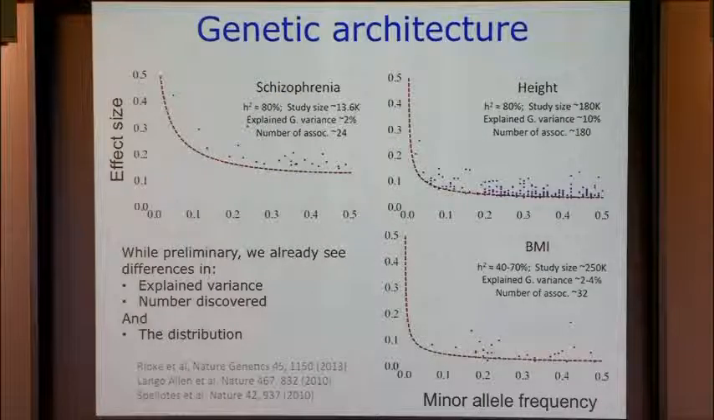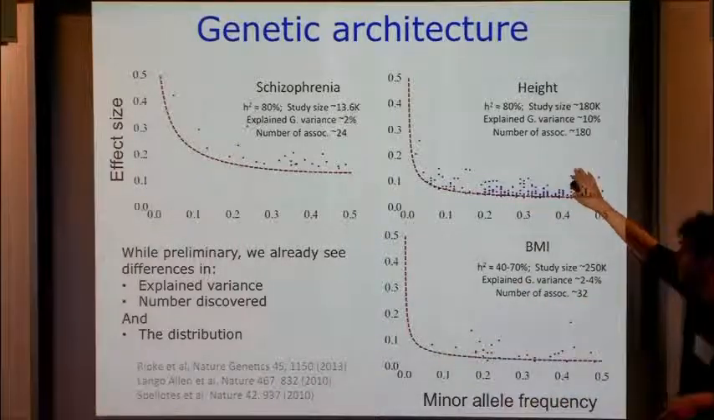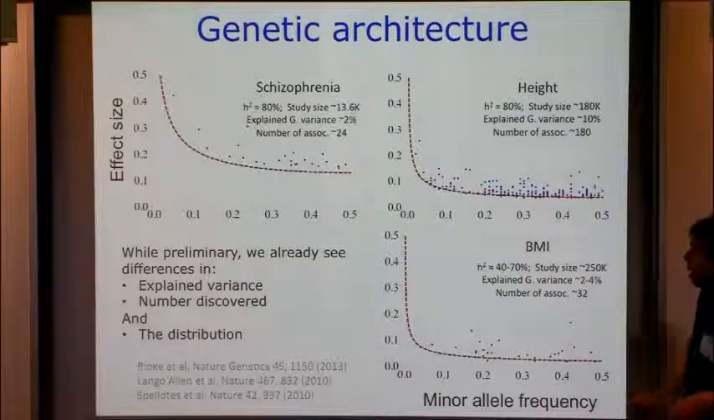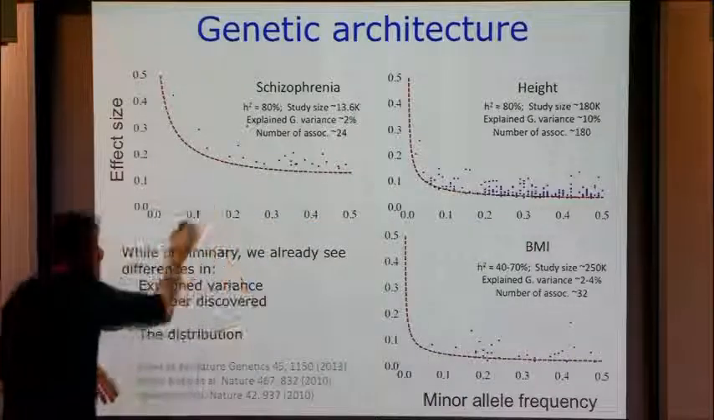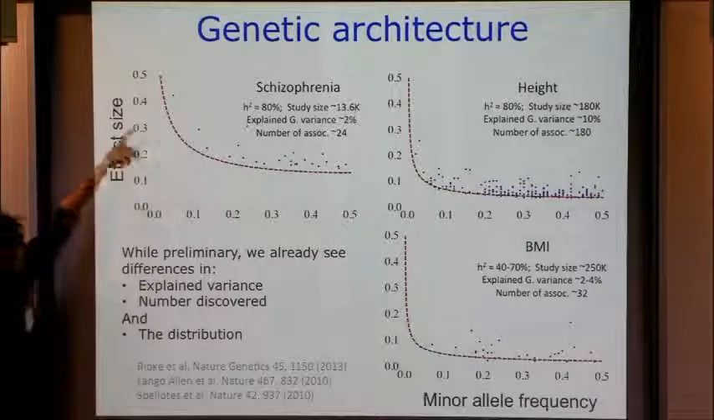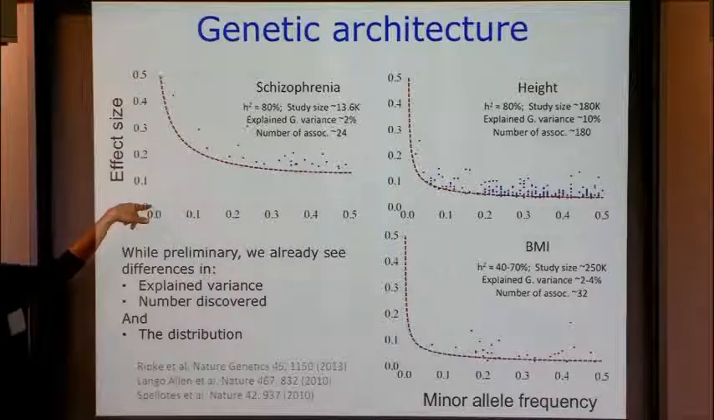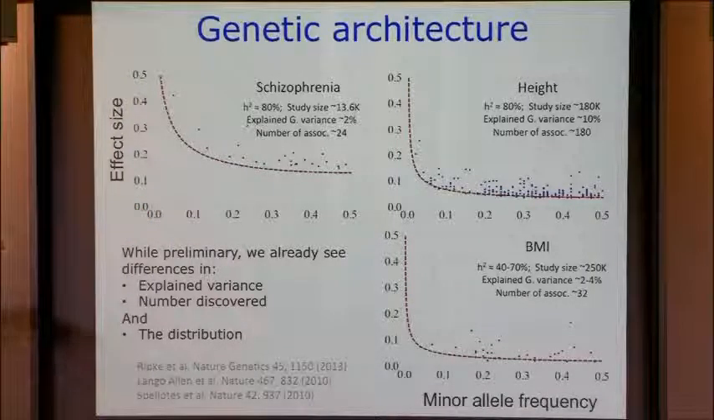And here are some examples, where here is the example of height that we've seen before. Below is an example of body mass index. And here is an example of schizophrenia, where I should just note that in this case we're talking about the probability of developing the disease, so the effect size here actually corresponds to the log odds ratio that was found in the study, which is the equivalent of the additive effect size for the simplest model for disease susceptibility.